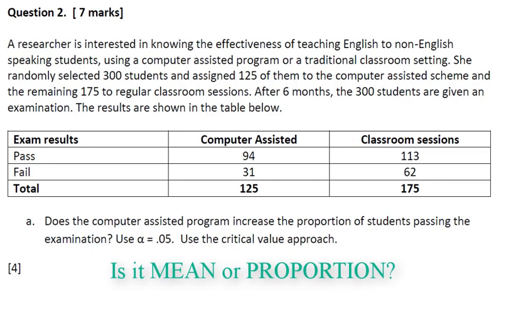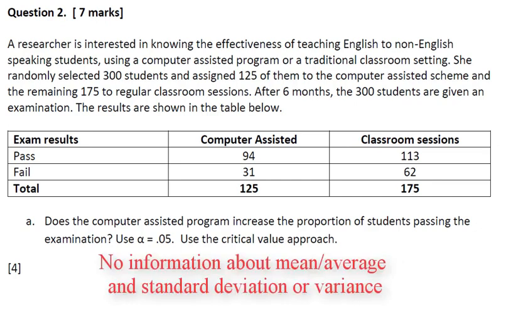A researcher is interested in knowing the effectiveness of teaching English to non-English speaking students using a computer-assisted program or a traditional one. She randomly selected 300 students and assigned 125 of them to the computer program, 175 to regular classroom sessions. After 6 months, the 300 are given an examination. And here's the table. You have computer-assisted classroom sessions, and notice we don't have any information regarding the mean and the standard deviation.